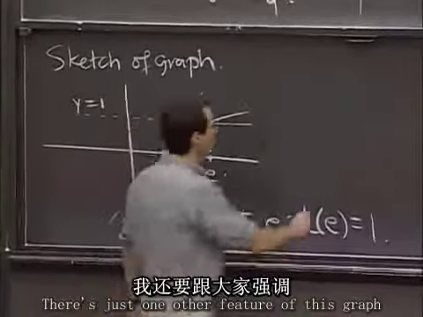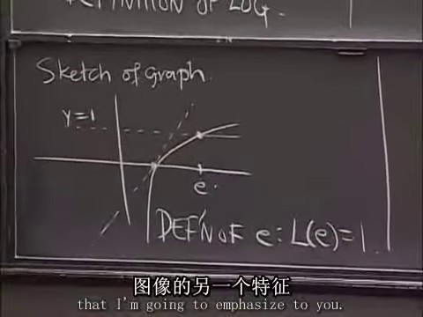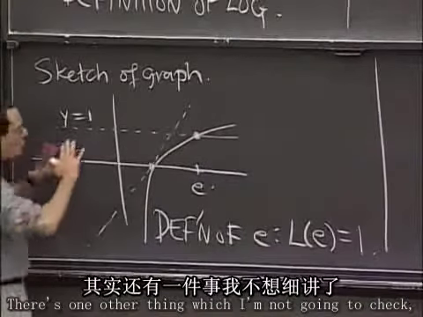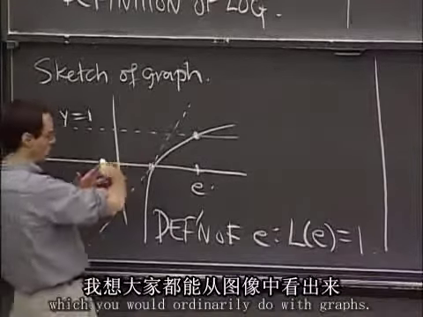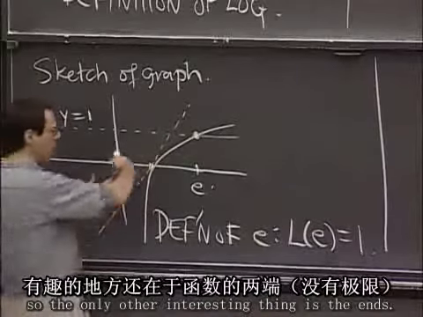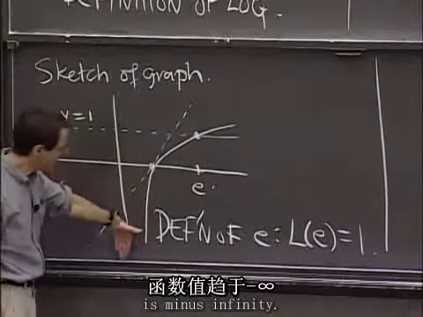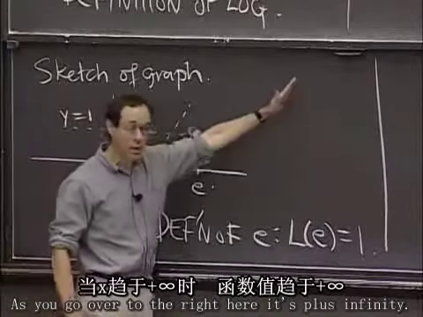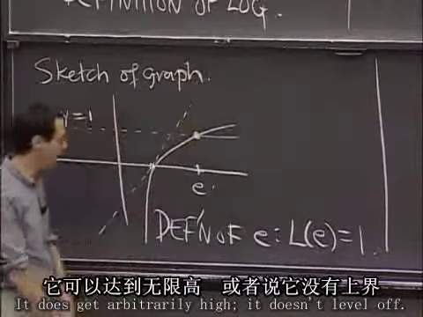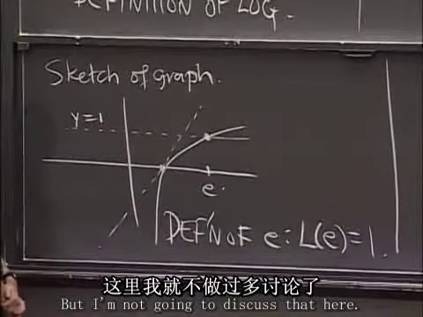Now there's just one other feature of this graph that I'm going to emphasize to you. There's one other thing which I'm not going to check, which you would ordinarily do with graphs. Once it's increasing, there are no critical points, so the only other interesting thing is the ends. And it turns out that the limit as you go down to 0 is minus infinity. As you go over to the right here, it's plus infinity. It does get arbitrarily high. It doesn't level off. But I'm not going to discuss that here.